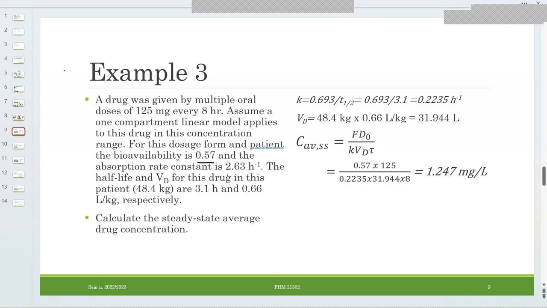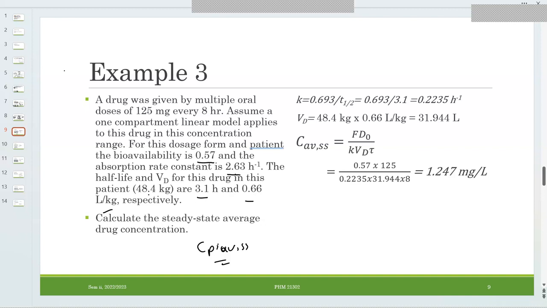Bioavailability is 0.57, absorption rate constant 2.63, half-life and VD 3.1 hour and 0.66 liter per kg. Calculate steady state average drug concentration, CP average, SS. So use the equation that contains K and VD or clearance, whatever the data is available for you easily. We don't have clearance, we don't have K, so we calculate K first.